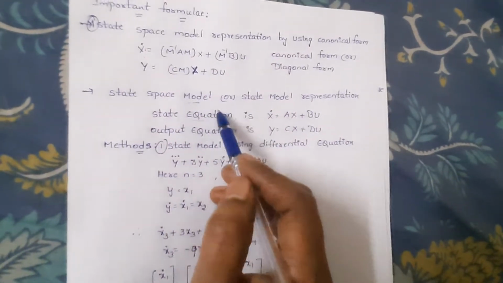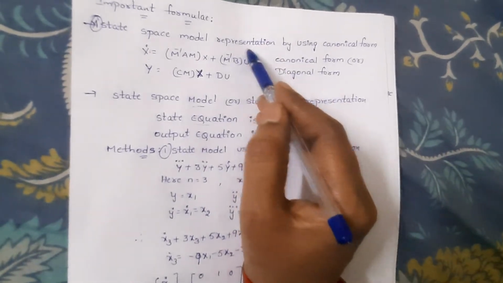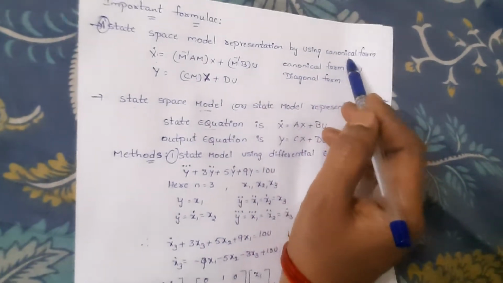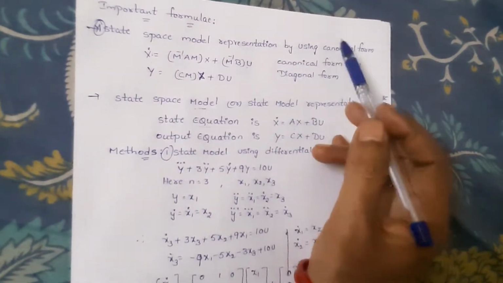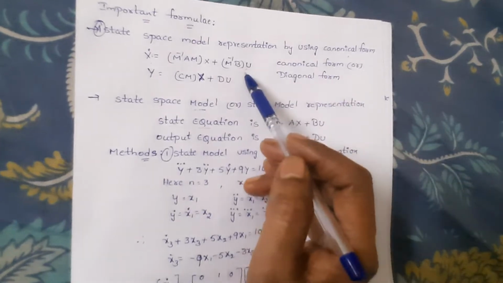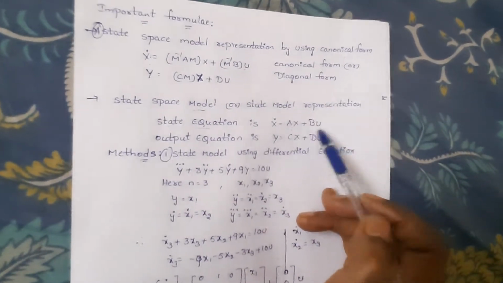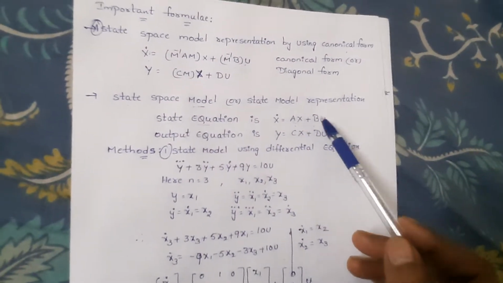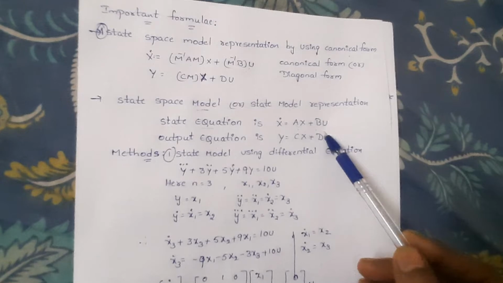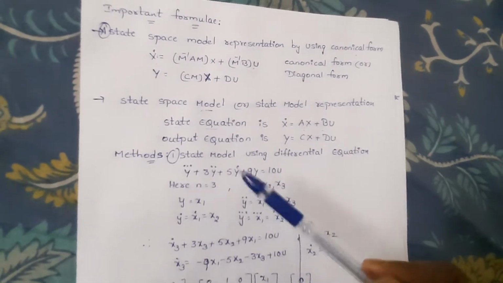This is just the state space model, but by using the canonical form, so that you observe the formulas. By using the canonical form, what is the formula, and what is the state space model representation? This is the formula. To determine these formulas, the state equation and output equation to write in this form, different methods they will ask.